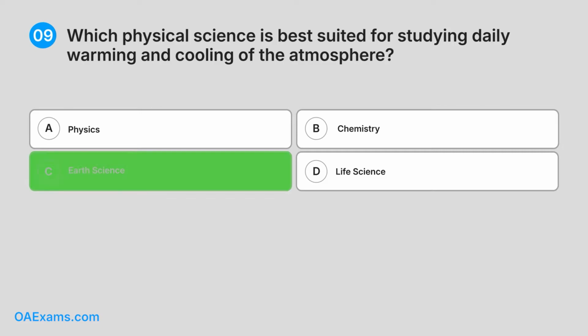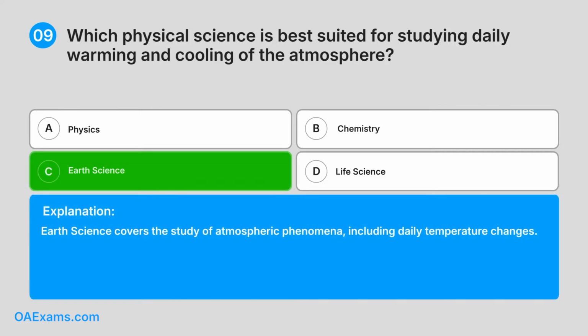Correct answer: C. Earth science. Explanation: Earth science covers the study of atmospheric phenomena, including daily temperature changes.